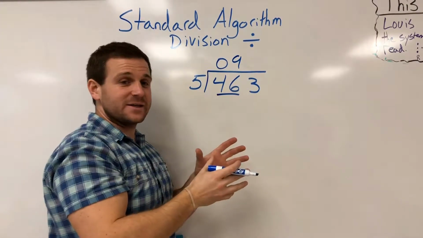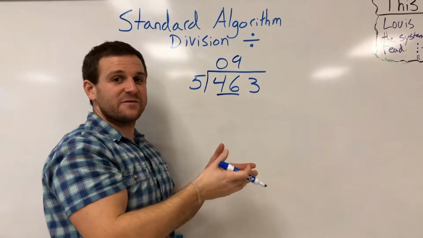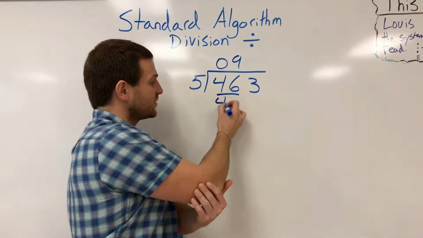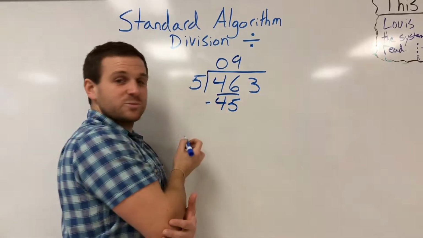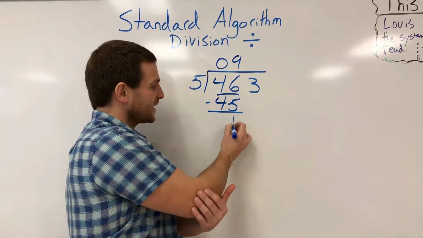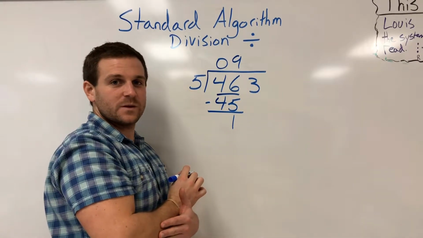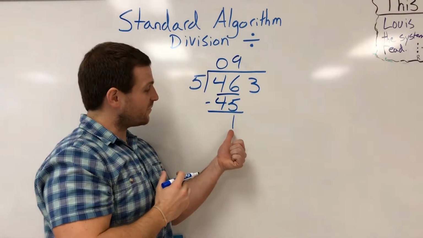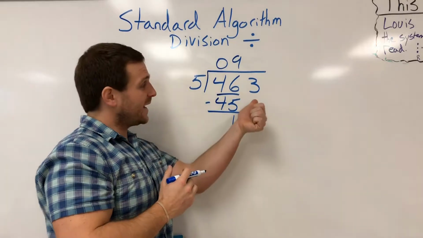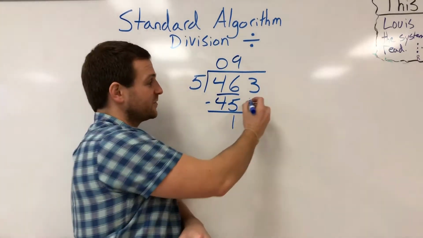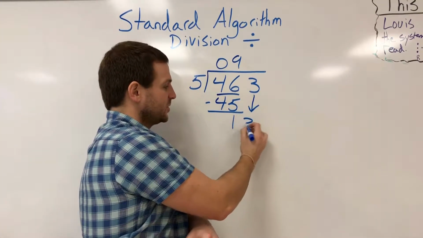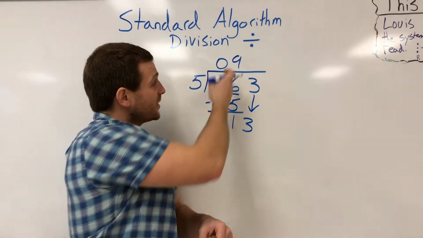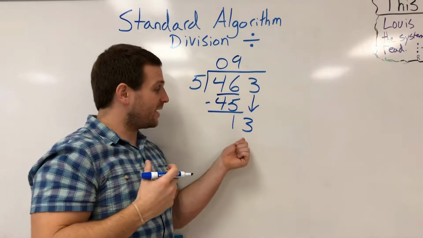So now I've taken 9 groups of 5, and I want to get rid of them or get them out. So I do 9 times 5, which is actually 45, and then I subtract to find the difference, and that's going to give me 1. Now that I've done this, I want to see what's left over. So I have a 1 in my tens column here, and I have 3 ones that are left over. So I bring my 3 down to show that I have a total of 13 left over. So I've already taken some out, and now I have 13 left over.